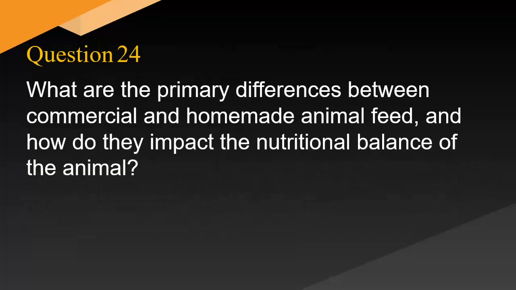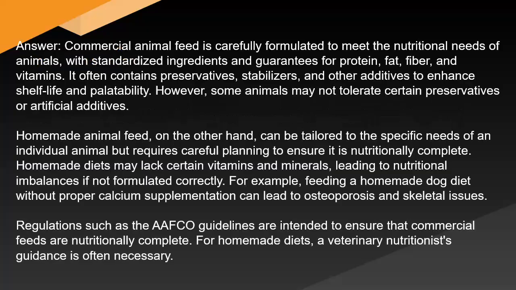What are the primary differences between commercial and homemade animal feed, and how do they impact the nutritional balance of the animal? Answer: commercial animal feed is carefully formulated to meet the nutritional needs of animals, with standardized ingredients and guarantees for protein, fat, fiber, and vitamins. It often contains preservatives, stabilizers, and other additives to enhance shelf life and palatability. However, some animals may not tolerate certain preservatives or artificial additives.